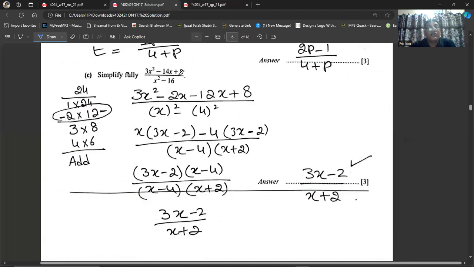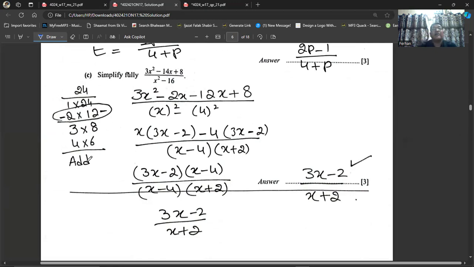In the numerator, I will multiply the extreme terms. 3x squared multiplied by 8 will give you 24x squared. So I will write the factors of 24. They are 1 into 24, 2 into 12, 3 into 8, and 4 into 6. The third term here has a positive sign. That's why I write here add.